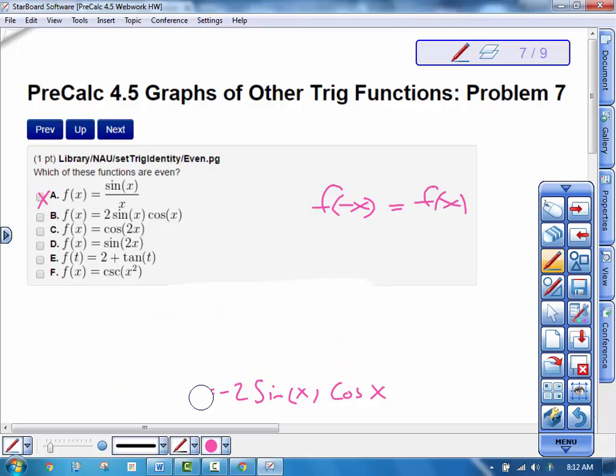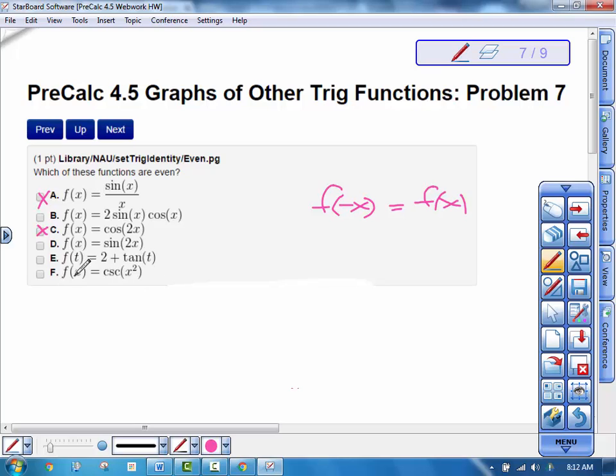Cosine of 2x, we know cosine of x is even, so cosine of 2x is going to be even as well. Multiplying by 2 right there doesn't do anything. So that's going to also be even. Sine's odd, sine of 2x is still going to be odd. Tangent's odd, so moving it up 2 units still keeps it odd.